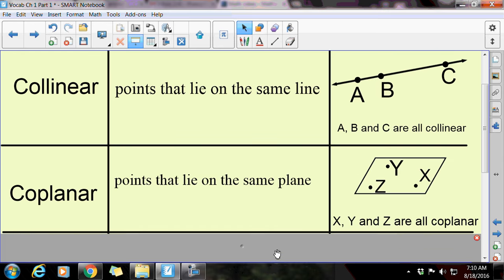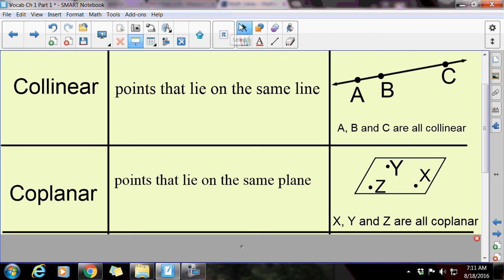Okay, next word, coplanar, very similar to collinear. Notice they both start with co. This has the word line in it. This has the word plane in it. So these are points that lie on the same plane. For example, X, Y, and Z here all are on this plane.